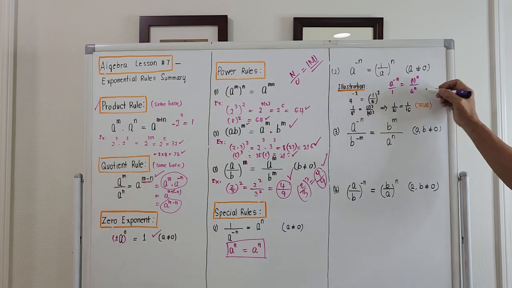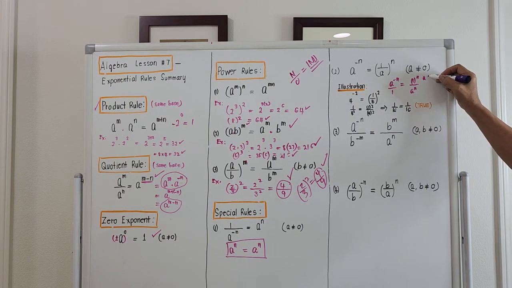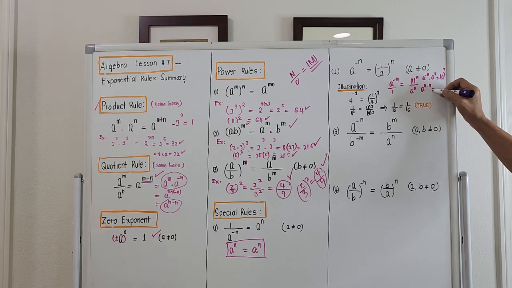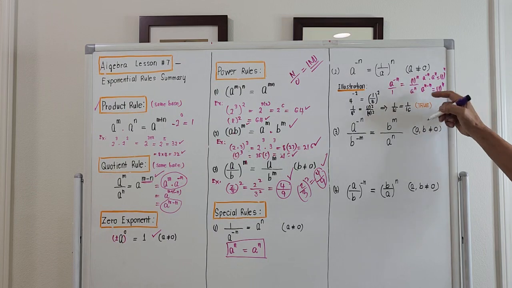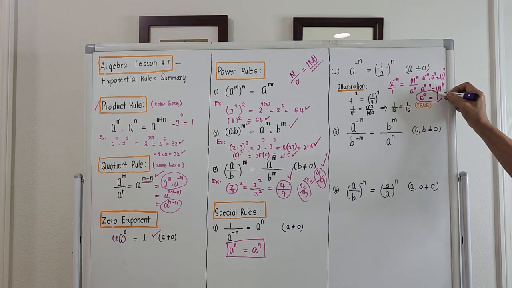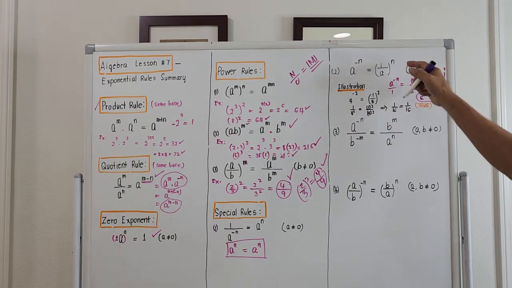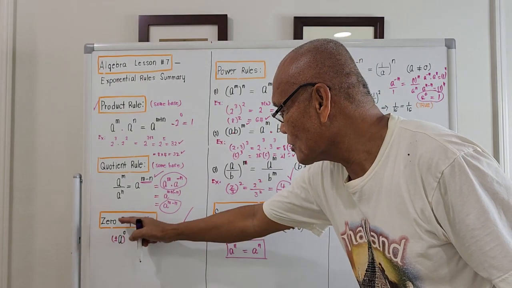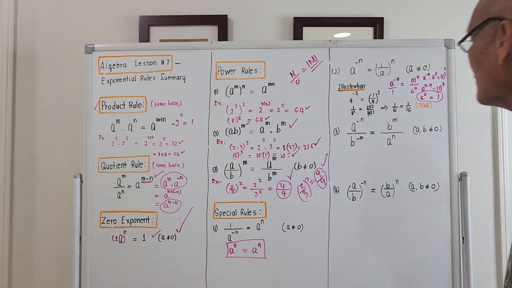So if we try to cross multiply, what will come out? It will become a raised to minus n times a raised to n is equal to 1 to the n. This will become a raised to n minus n, and it should be equal to 1 to the n. It will become a raised to 0, and it should be equal to 1. So we arrive at this one. To prove this one, we should use the zero exponent rule: a raised to 0 power, whether plus or minus, should be equal to 1.